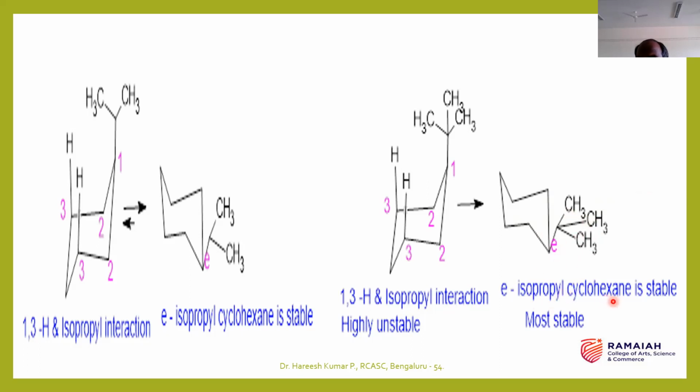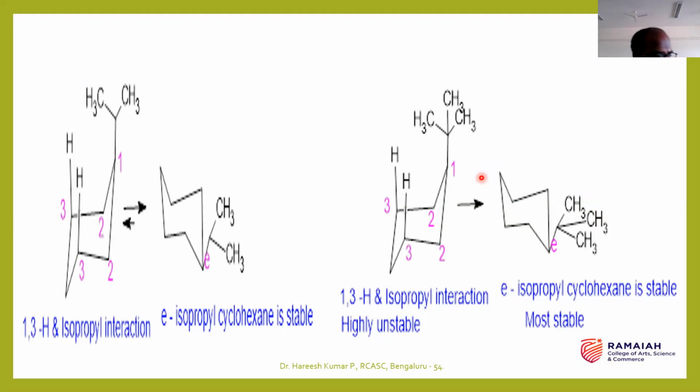tertiary butyl cyclohexane is most stable, and it won't get back into the axial tertiary butyl cyclohexane. That is the thing you need to remember. But in the isopropyl case, to some extent it can get back into the axial one. But in the tertiary butyl, always this group takes the equatorial position, and the equatorial tertiary butyl one is more stable compared to the axial one.